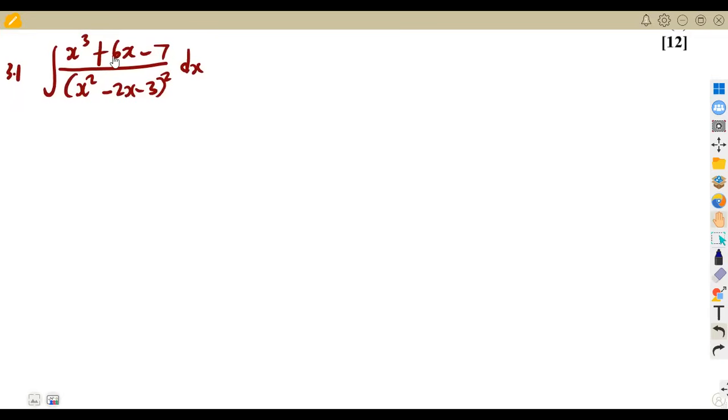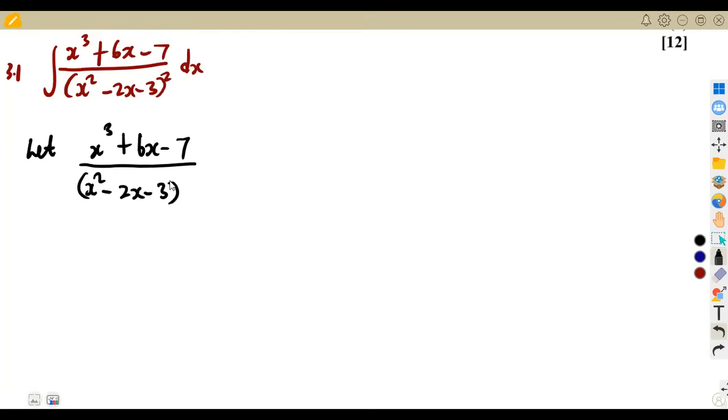We just have to expand this into 2 fractions, then we integrate. All right, how do we do this? We're just going to focus on what is inside of the integral. So you're just going to simplify this part inside of the integral, which is x cubed plus 6x minus 7 over x squared minus 2x minus 3 to the exponent of 2. It is going to be equal to what? It is raised to the exponent of 2.